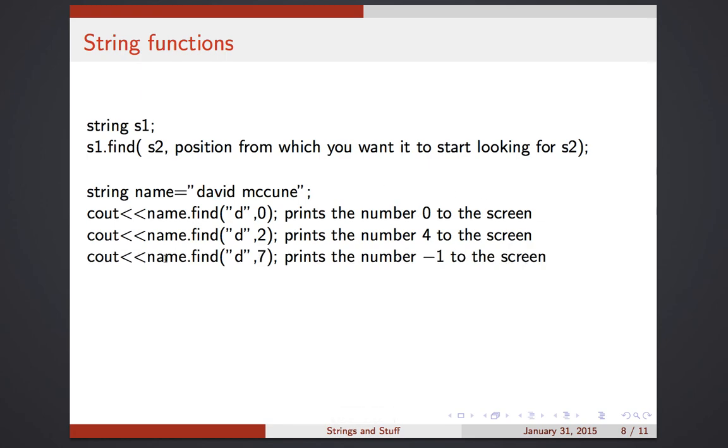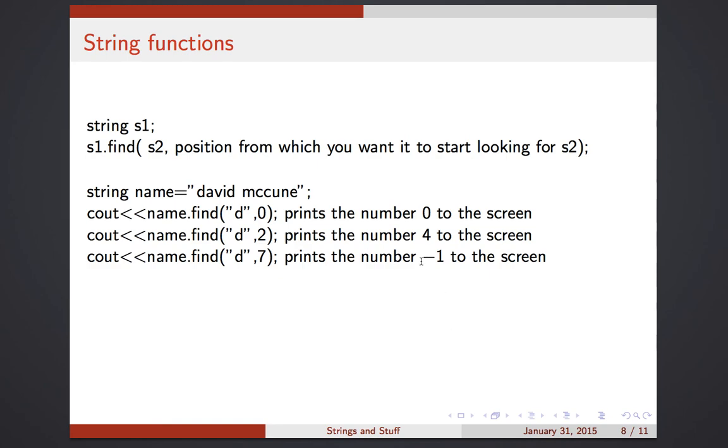Suppose you ask it, hey, inside the string name, please find me the substring d, and I want you to start looking from position 7. So 0, 1, 2, 3, 4, 5, 6, 7. It's going to start looking right here at the c. Well, there is no little d past that little c, right? So it's going to search, and it's going to find nothing.